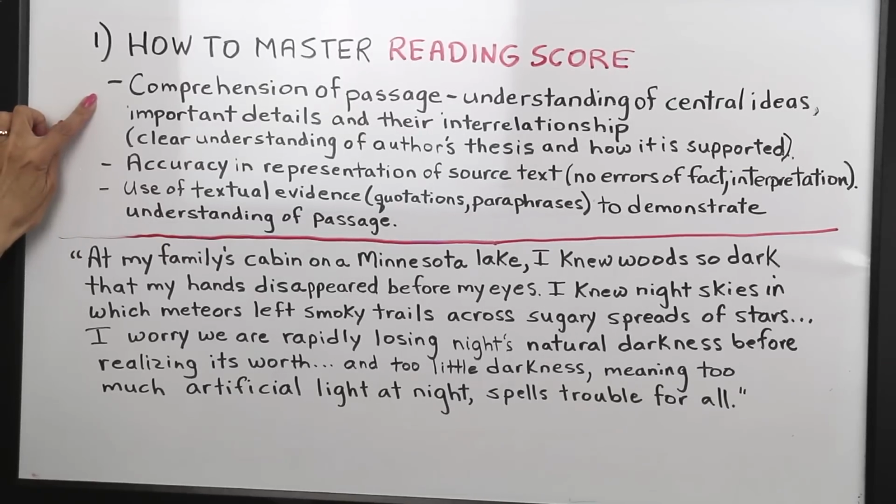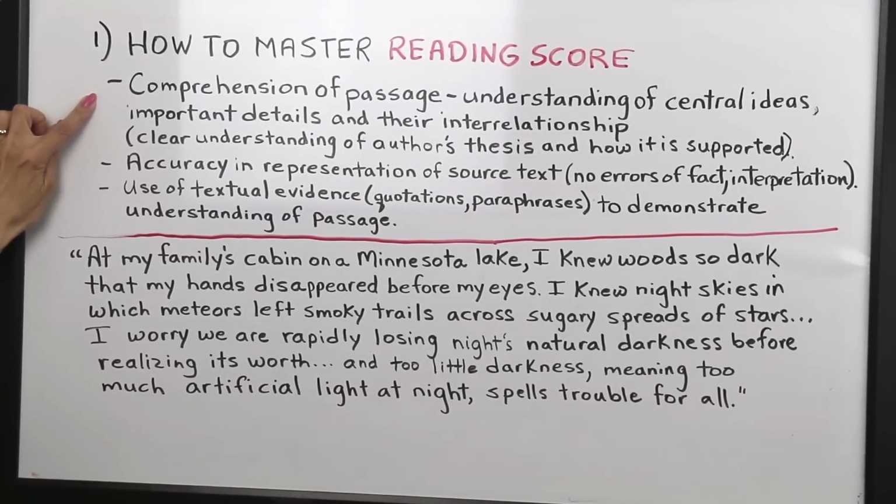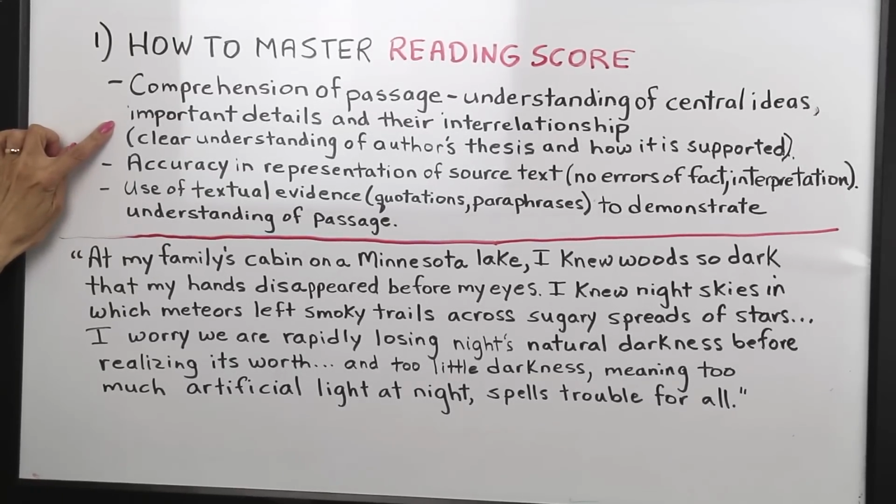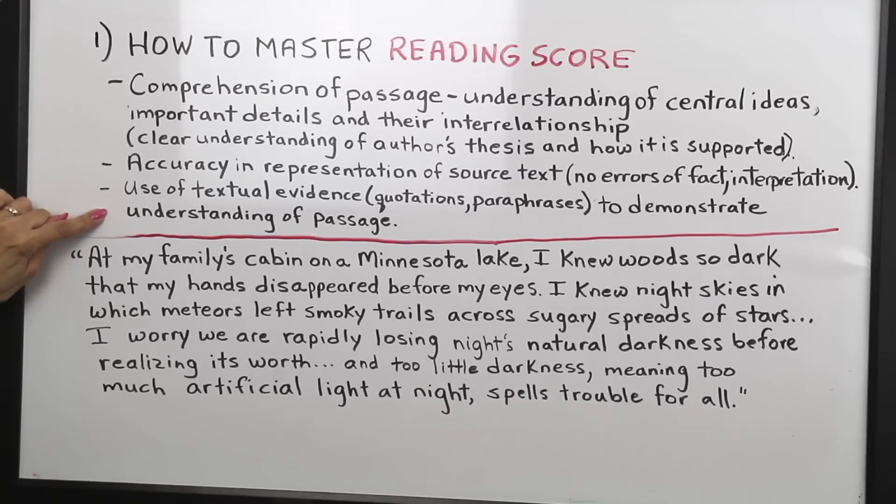So to aim for a 4 on your reading score, you would want to demonstrate comprehension of the passage, your understanding of central ideas, important details, and their interrelationship. In other words, a clear understanding of the author's thesis and how it's supported. You'd want to demonstrate accuracy and representation of the source text. You don't want to have any errors of fact or interpretation. And you would want to use textual evidence, quotations, and paraphrases to demonstrate your understanding of the passage.